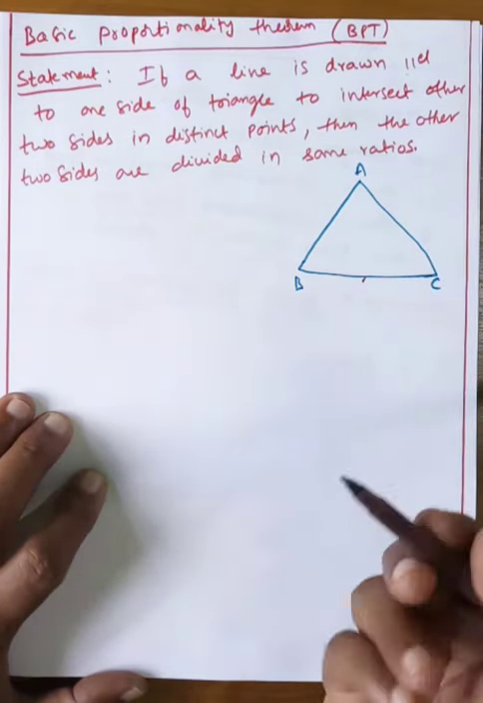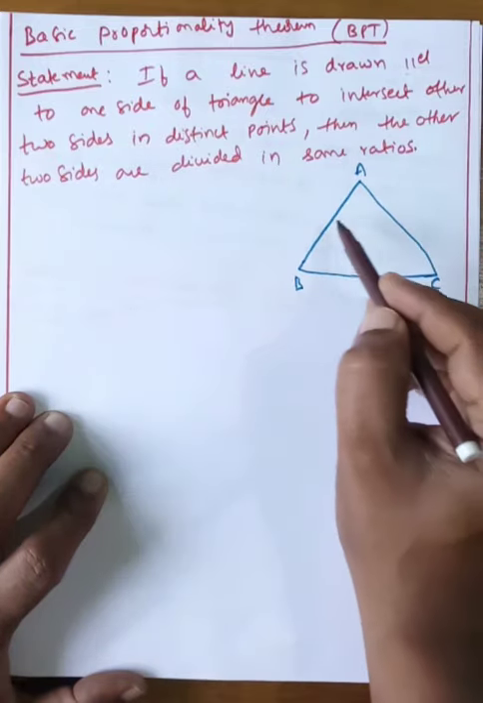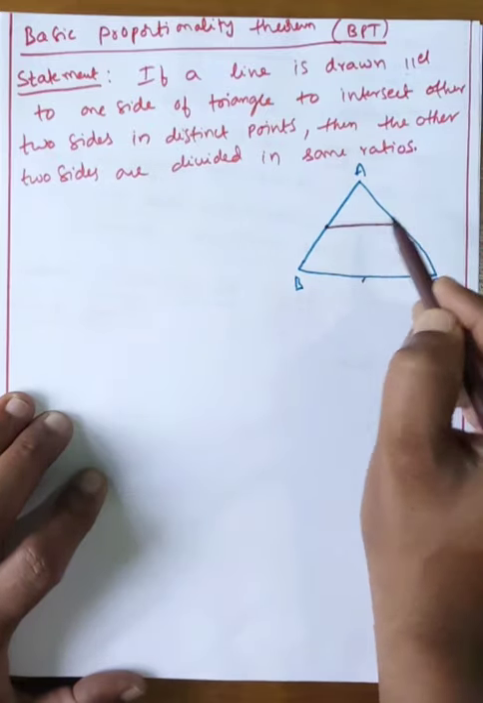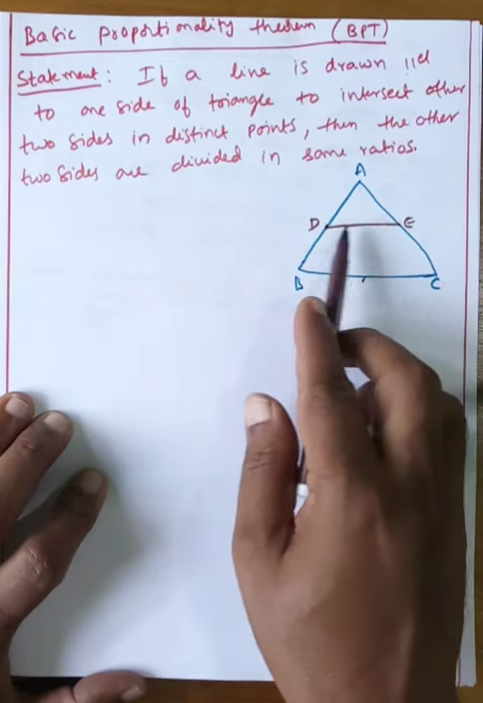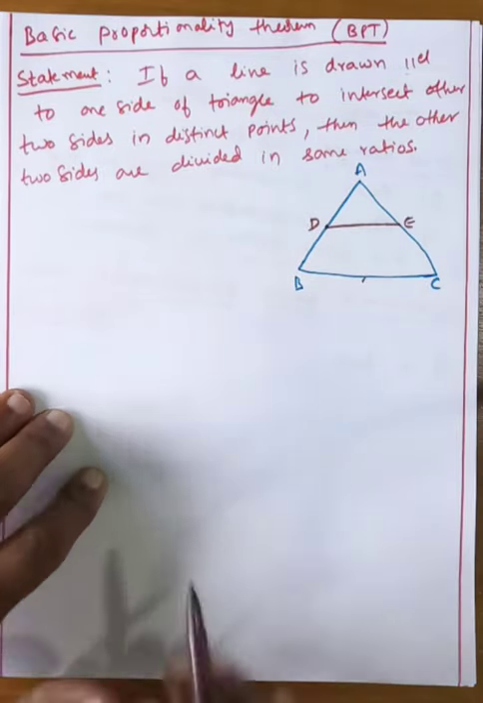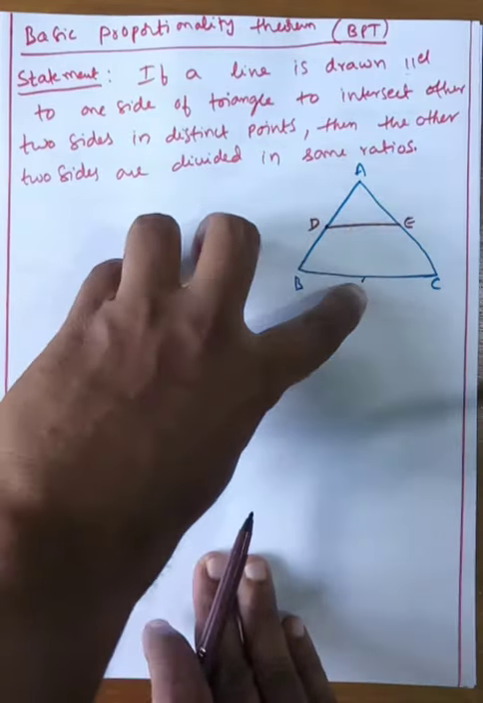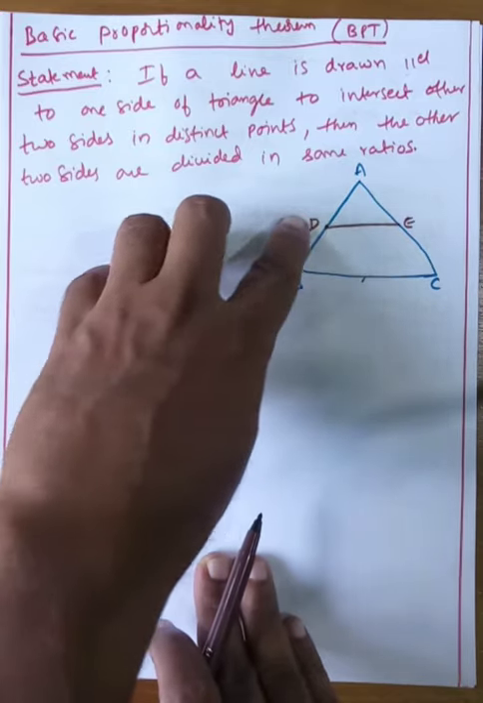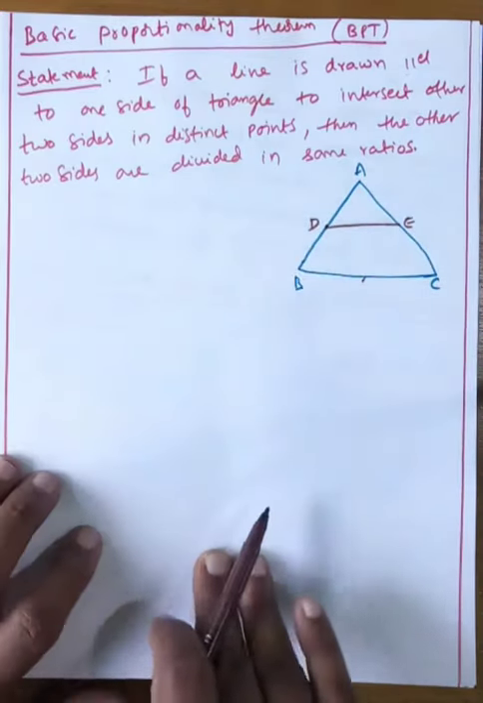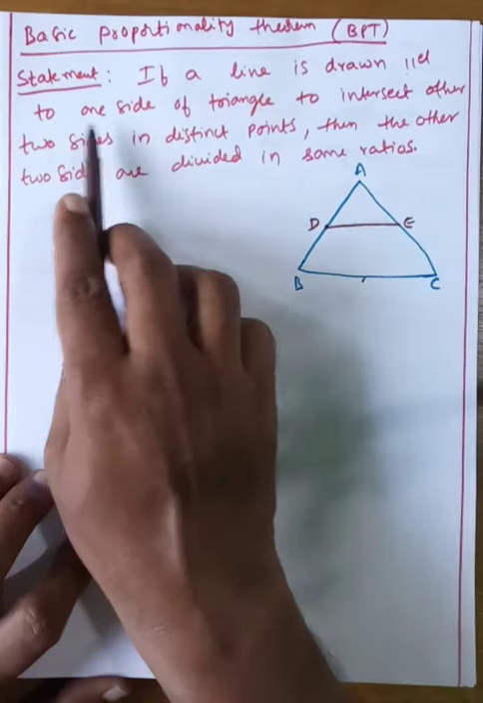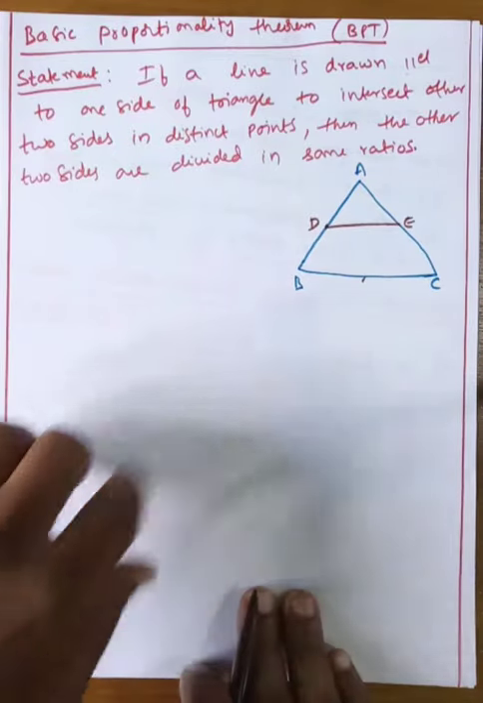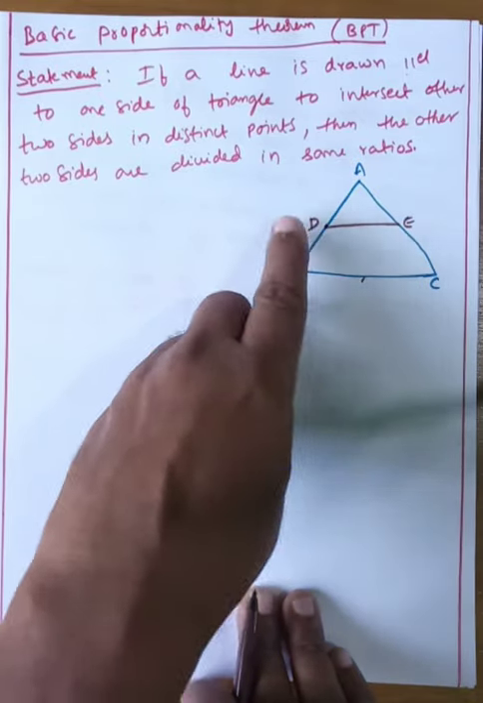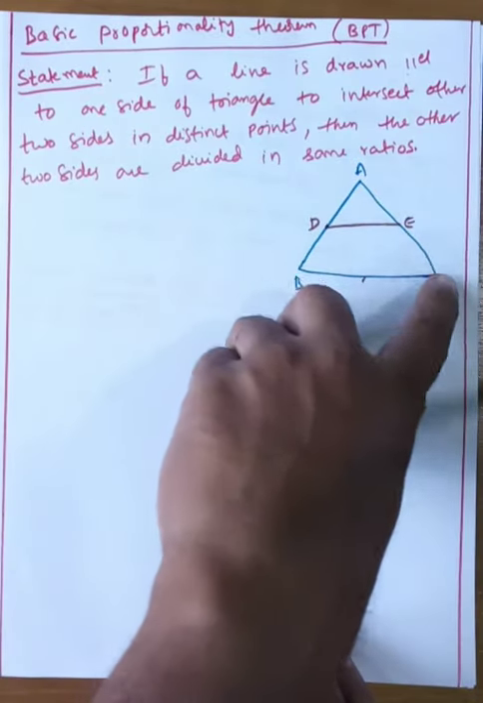That line must intersect the other two sides. Suppose I draw here, this is D, E. DE is parallel to BC. This line must intersect the other two sides, at D and E. It is clearly given: if a line is drawn parallel to one side of a triangle to intersect the other two sides in distinct points, yes, 100%. This line DE is parallel to BC, and DE intersects AB at D and AC at E.